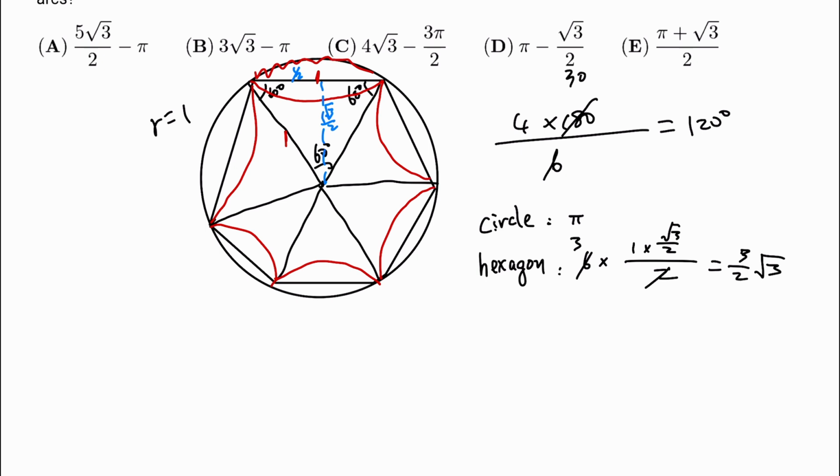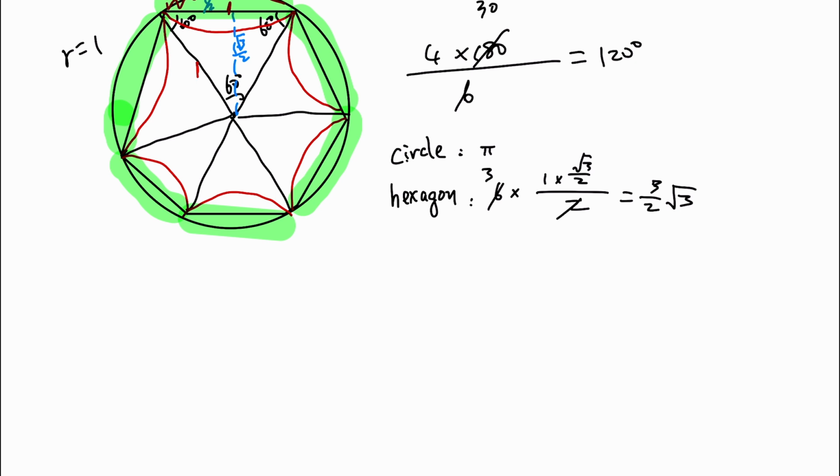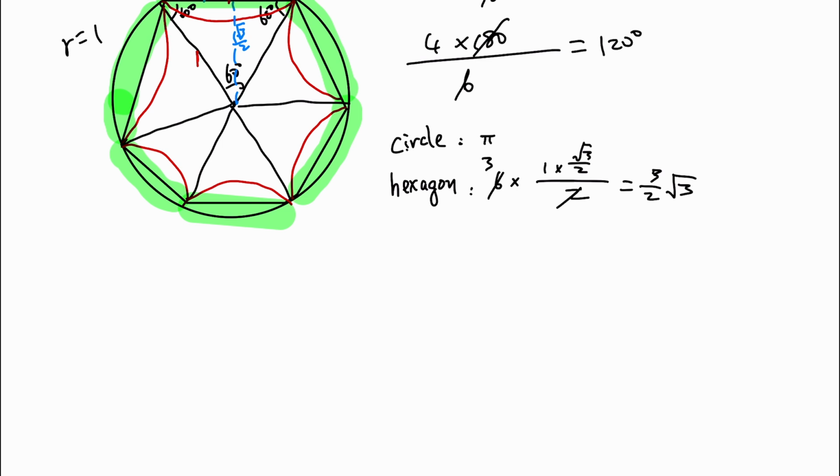Now, let's think about it. This region outside of the hexagon but inside of the circle, how do we calculate this region? Well, if you think about it, this region is just equal to the difference of this and this, because the entire hexagon is contained in the circle, which means that this region is equal to pi minus 3 over 2 root 3. That is all of these.